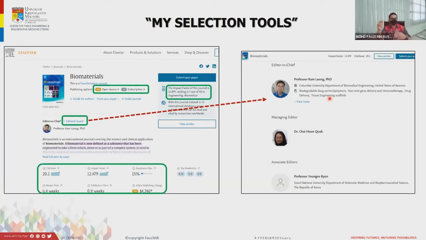Okay, depending on your university, sometimes they want really high numbers of publication in a year, but sometimes the journal does not really have a good performance. And then you need to check the APC. You can see here Biomaterials is like 4,000 USD. I'm not sure if the university or faculty really supports that. And then you need to check the editorial board members and the review board and so on.